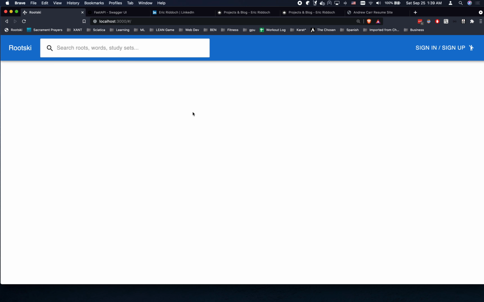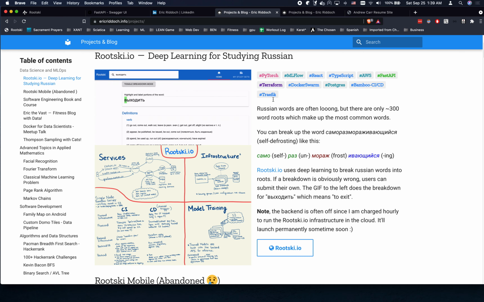So I told you in the first onboarding video that Rootski is a tool that helps people study Russian. It's kind of a clone of SpanishDict.com or dictionary.com. So it is a dictionary. But really what it lets you do, so actually before I even show you the demo, I'm going to go back to my products page.